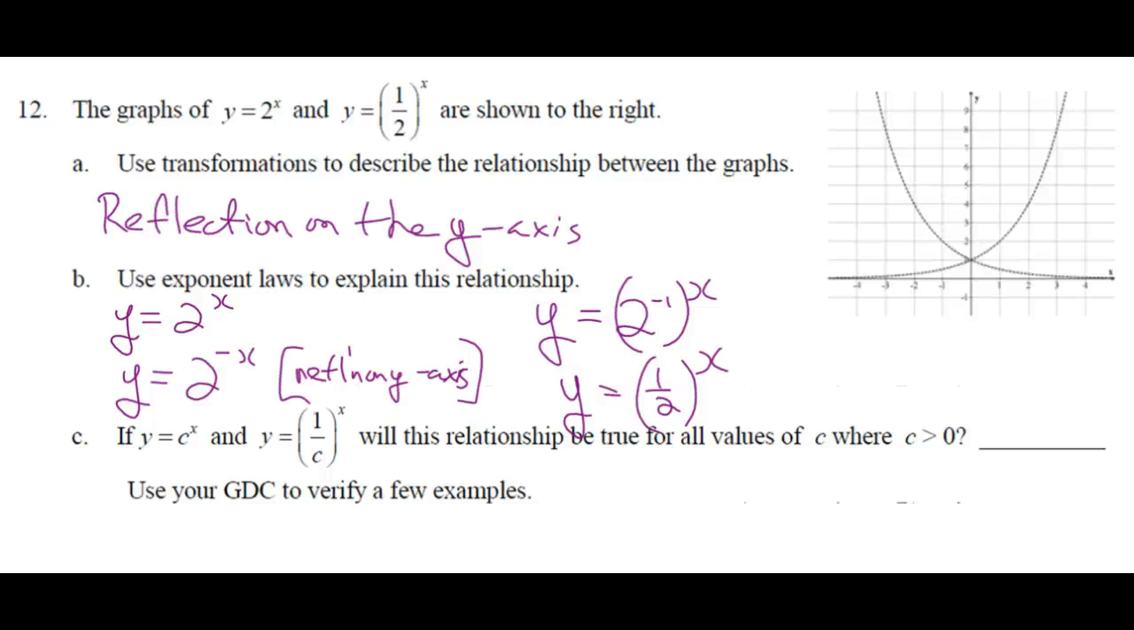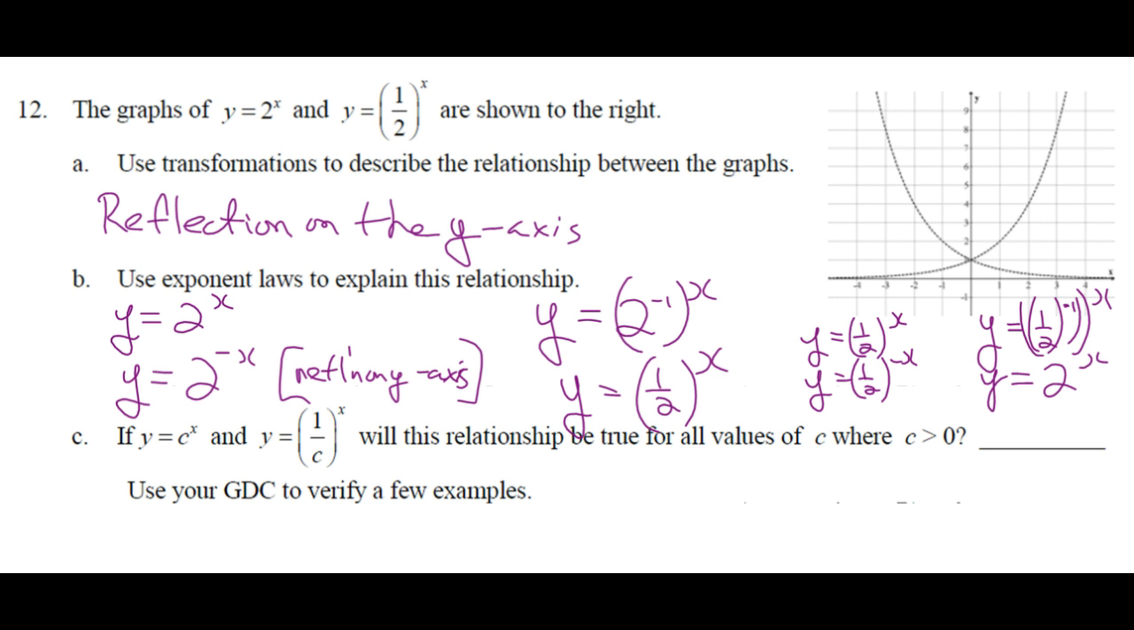If I had 1/2 to the x, replace the x with a negative x. So if we started with this and we did the reflection, it would become 1/2 to the negative 1, to the x, which is 2 to the x. Okay? So they are reflections of each other in the y-axis. Right? And you can see that from the graphs.